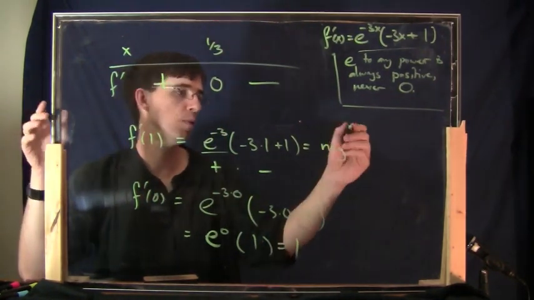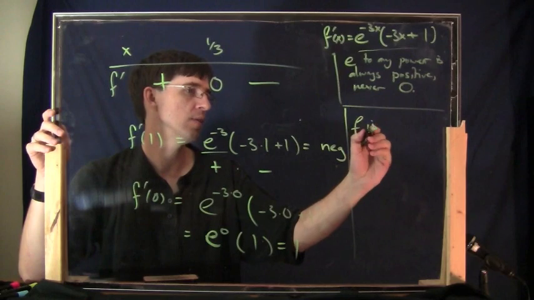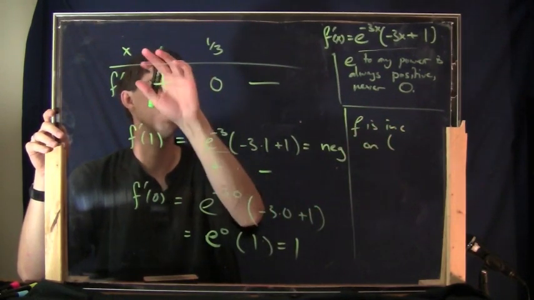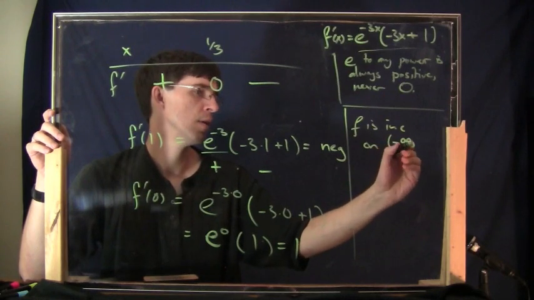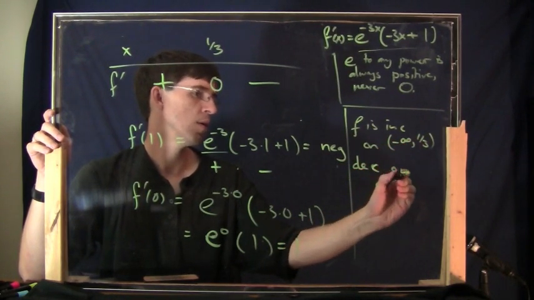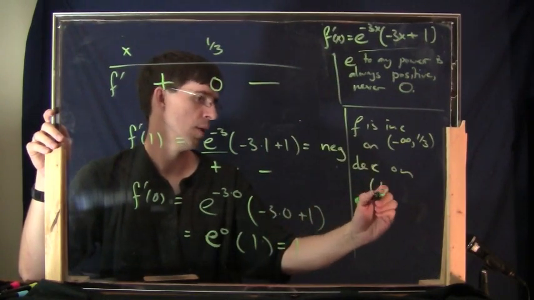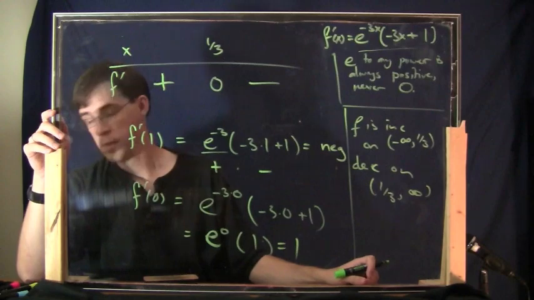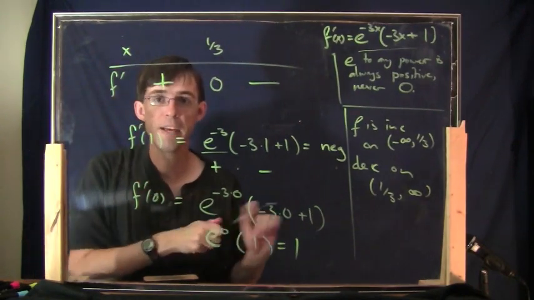Okay, that's it really. What's my answer? I say f is increasing on the interval here, which would be -infinity to 1/3, and decreasing on the interval over here, 1/3 to infinity. There you go. That'll do it for today.